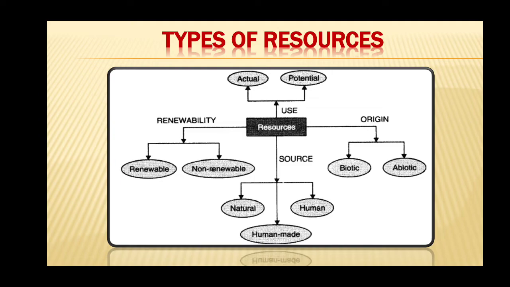And the last one on the natural resources is on the basis of development. Under this, we have two headings, two categories: actual and potential. Here in the picture it is given as use. Here in the book you have on the basis of development. We have two headings: actual and potential resources. So resources can be classified into three main headings: natural resources, human resources, and human made resources.